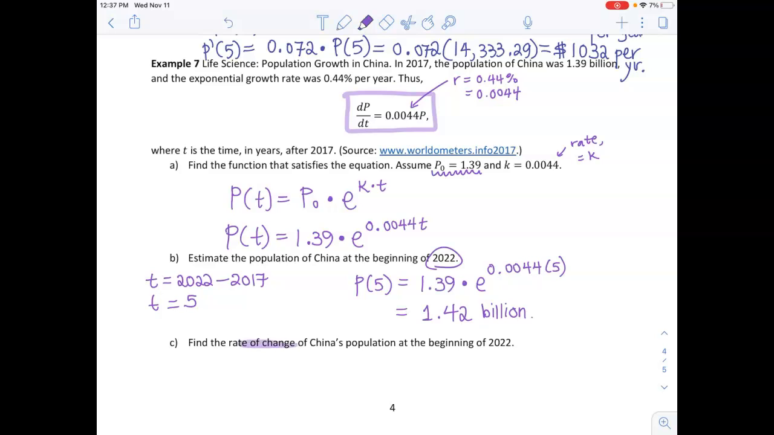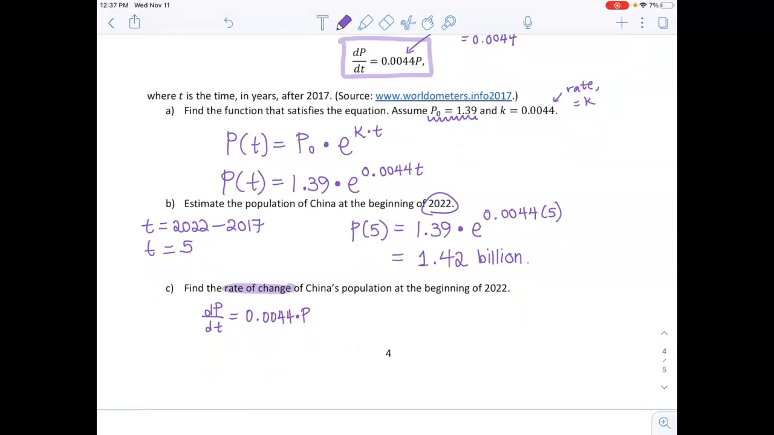Now find the rate of change of China's population. Okay, now they want you to find the rate of change. For the rate of change, we're going to use dP/dt, the derivative of P with respect to t, is equal to that rate times how many people we have in that year. So what we are finding is P prime of 2020. Remember, 2020 is t equals 5. So P prime of 5 is equal to that constant 0.0044 times how many people they had in 2020. That's going to be 0.0044 times 1.42 billion. Okay, let me get my calculator.